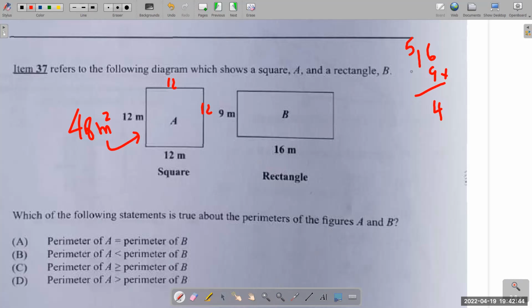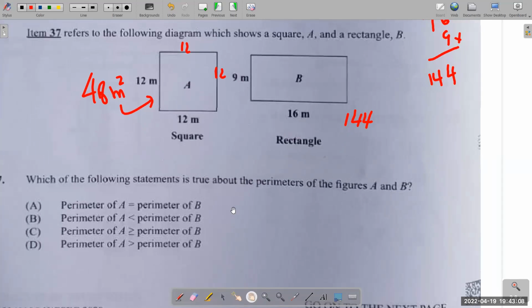That's correct, right? Guys, my brain, I need help. 9 times 1 is 9. 144. Everybody see that? How are we looking? We good? So the perimeter for this one is 144. So which of the following is true about the perimeters? So which one is true then? A, B, C, or D?